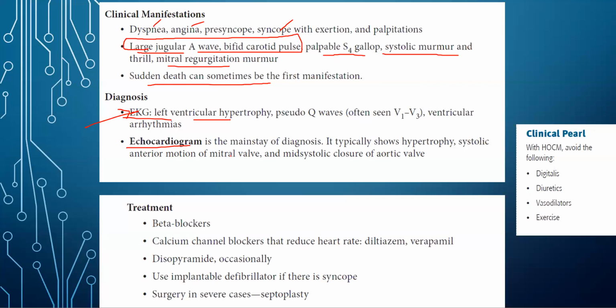Now, treatment: because it causes diastolic heart failure, you have to give the heart time to fill in. So what do we give? Beta blocker, we can give calcium channel blocker. These two are the main treatment. Now again, because in this case your heart is not getting enough blood, you cannot give anything which reduces blood volume. Like you should not give digoxin, diuretics, vasodilators. So avoid these in a patient with HOCM.